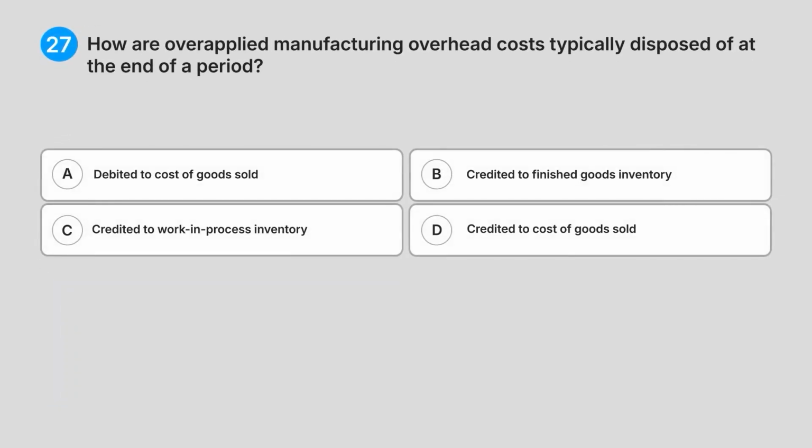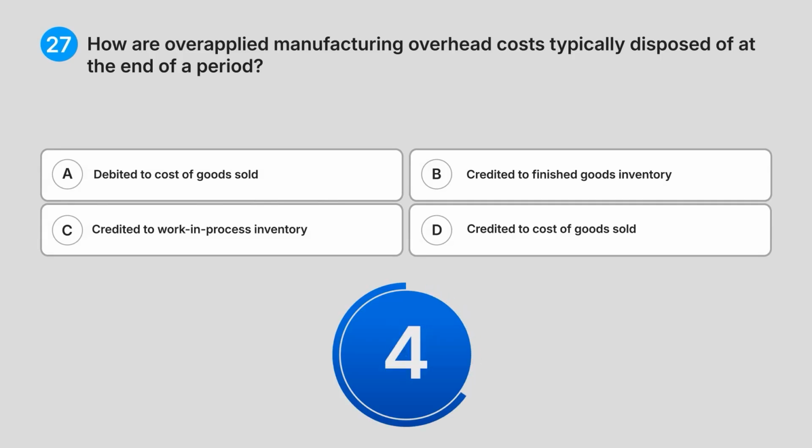27. How are over-applied manufacturing overhead costs typically disposed of at the end of a period? A. Debited to cost of goods sold. B. Credited to finished goods inventory. C. Credited to work in process inventory. D. Credited to cost of goods sold. Can you guess the answer?